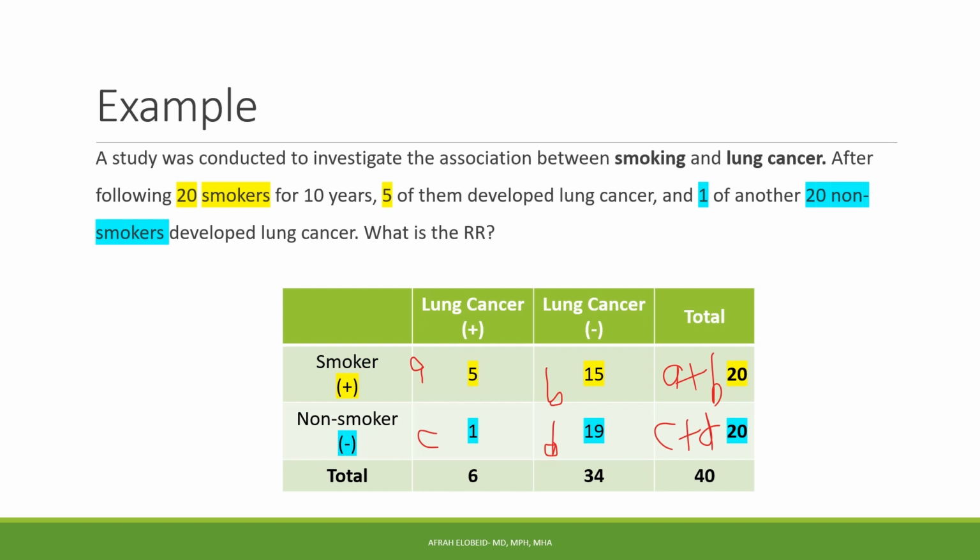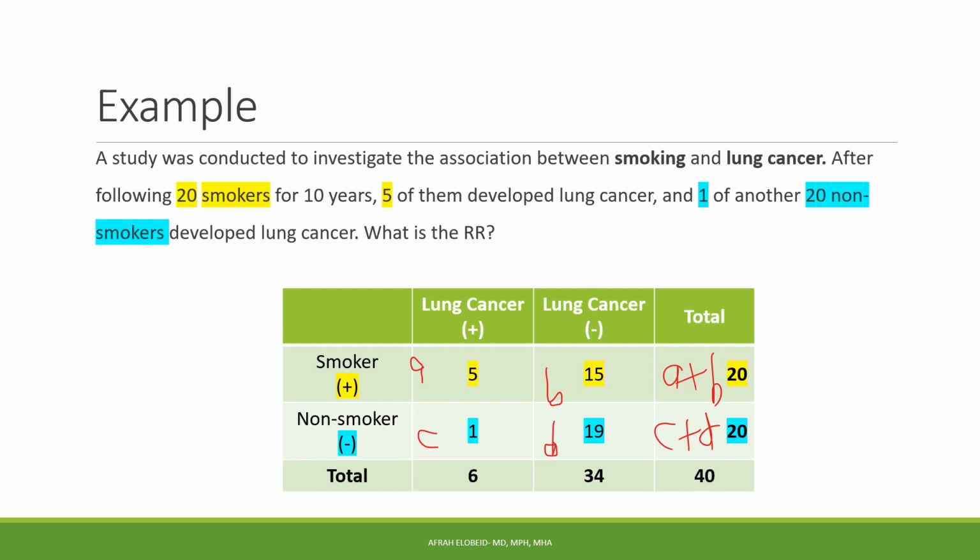The same way, we fill the non-smoker row, and the question says we have 20 non-smokers highlighted in blue. We fill that in the total column of C plus D. And the question says one of the non-smokers got lung cancer. That fills in cell C, which is non-smoker, but still they got lung cancer. And by simple subtraction, 20 minus 1 is 19. That fills in cell D.